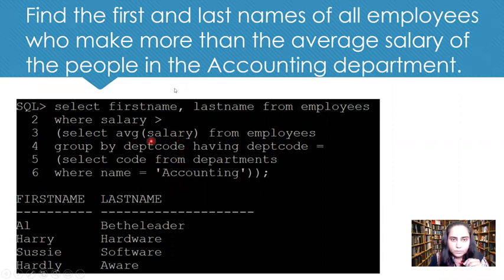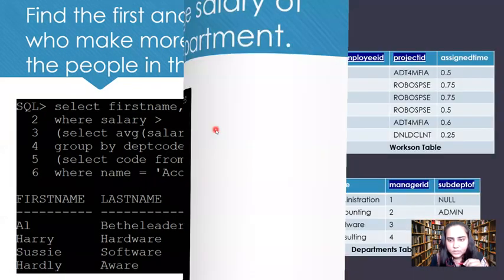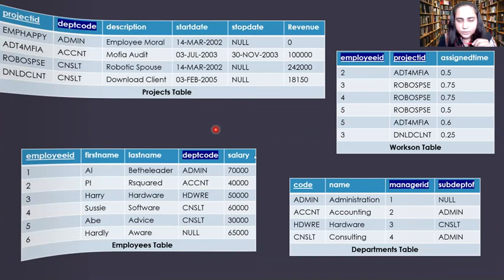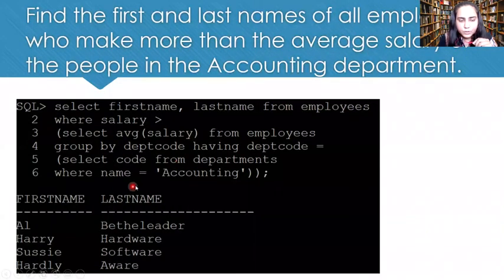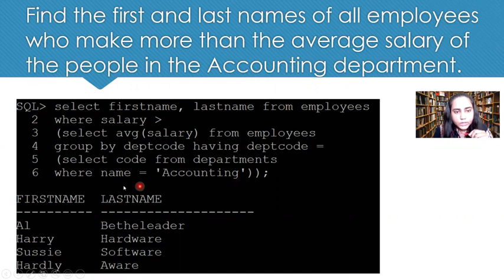Now, in this case, again, we have divided this task into several queries. The first task is to find the code of the accounting department. The reason for that is, if you look at the database, in both the projects and employees tables, we are using the dept code. We are not using the actual name of the department, which is accounting. So if I want to use either the employees or projects table with reference to the departments table, I have to fetch the dept code first. So that's why we are doing this part first. We first fetch the dept code by writing select code from departments where name equal to accounting. And when I'm doing name equal to accounting, then I will get the dept code ACCNT.